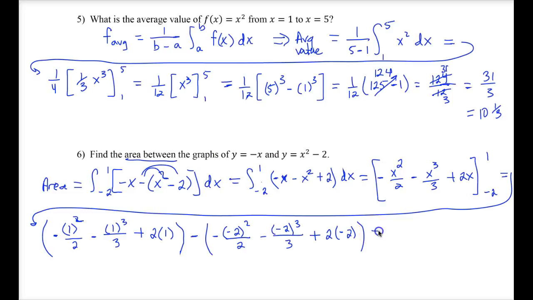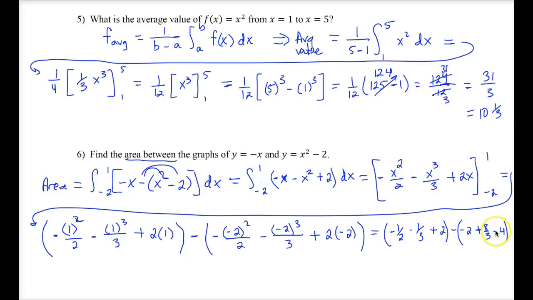All right, so if we go ahead and calculate everything, then of course, for this first part, we have a negative 1/2 minus negative 1/3 plus 2. And then here we have a negative 2 squared, which is 4. And 4 divided by 2 is 2. And since we have the negative there, that would just be a negative 2. Here, negative 2 cubed is a negative 8, and a negative 8 divided by 3 is going to be a negative 8/3. But of course, we have the negative here, so that's going to give us a plus 8/3. And then, of course, here 2 times a negative 2 will give us a negative 4.